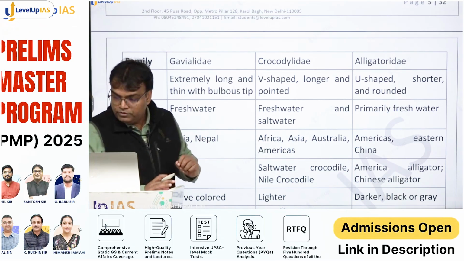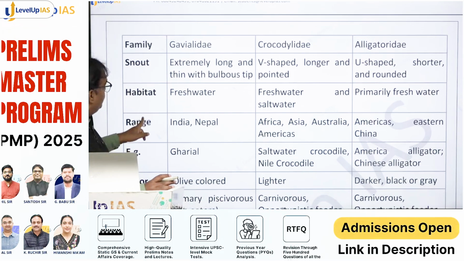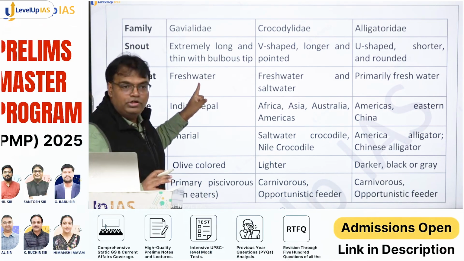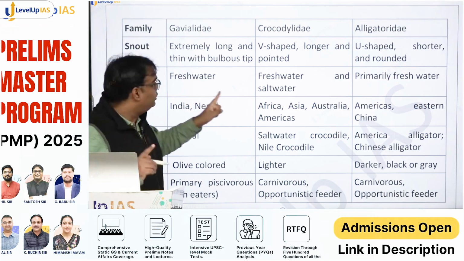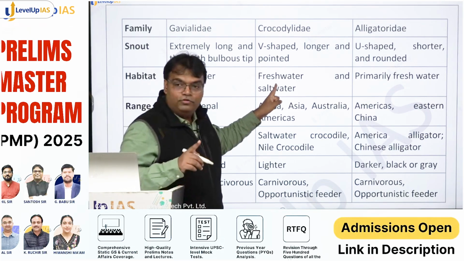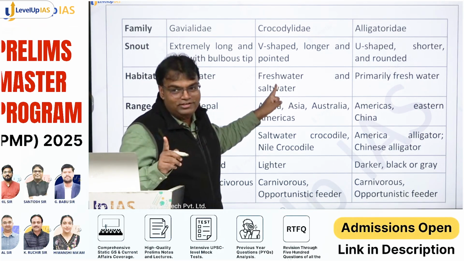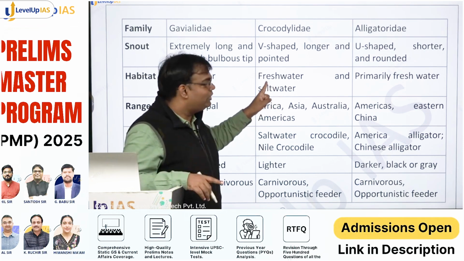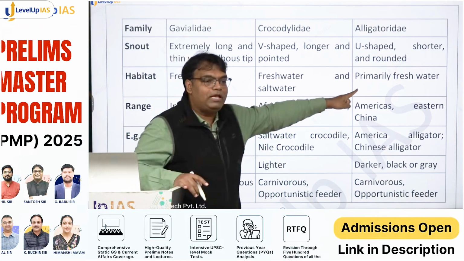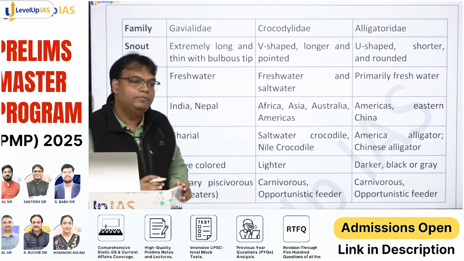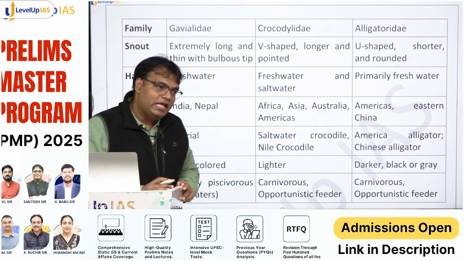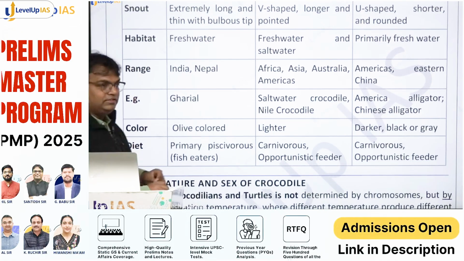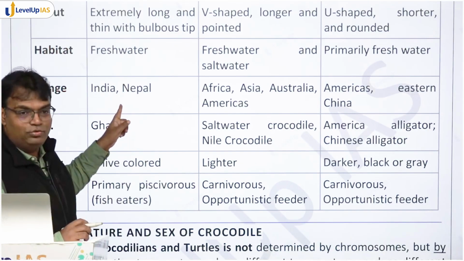Now, habitat. We know the gharial is found in fresh water. Crocodiles are found in fresh water as well as salt water, and alligators are primarily found in fresh water. Then range: the gharial is only found in India and Nepal.